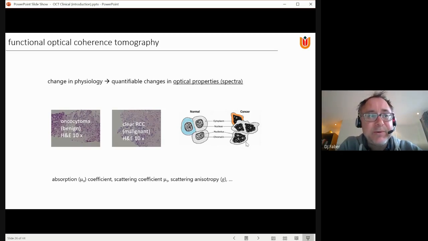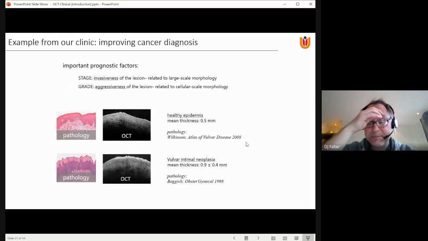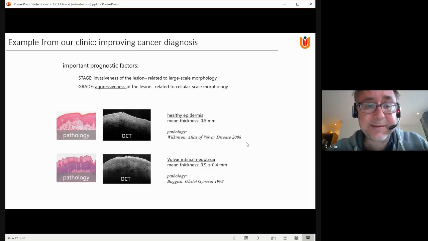So what we hypothesize, what we want to do, is to use this change in physiology and translate that into quantifiable changes in optical spectra, in optical properties. If we can measure these, then hopefully we can relate that back to the state of disease. That means that we want to do an OCT measurement and then try to extract the familiar optical properties: the absorption coefficient, the scattering coefficient, the scattering anisotropy, maybe other parameters of the phase function. So all the things that you have seen before is what we'll try to extract.